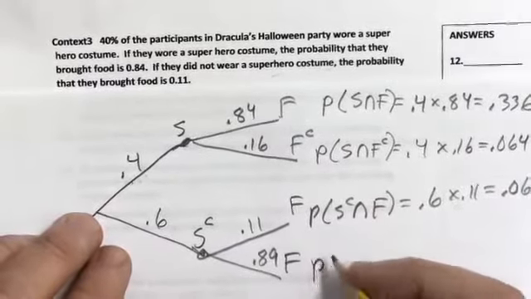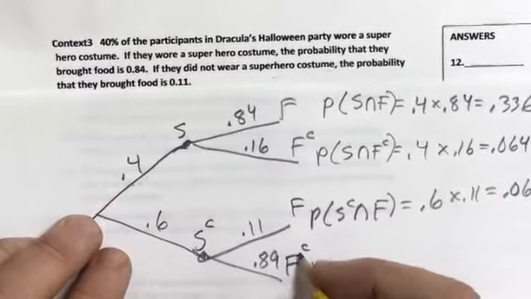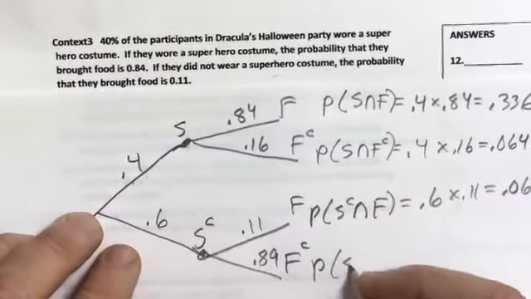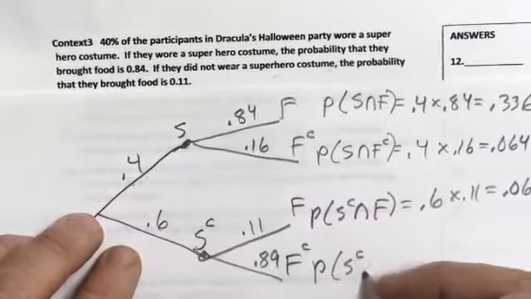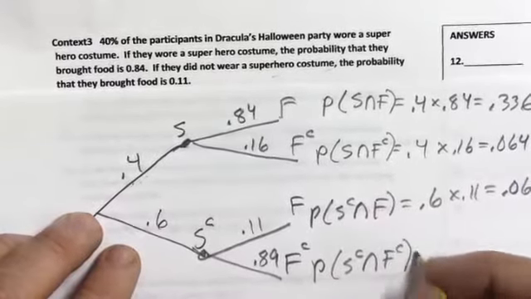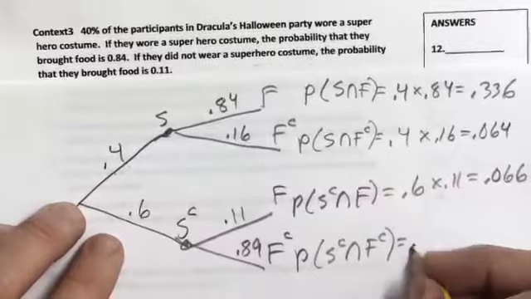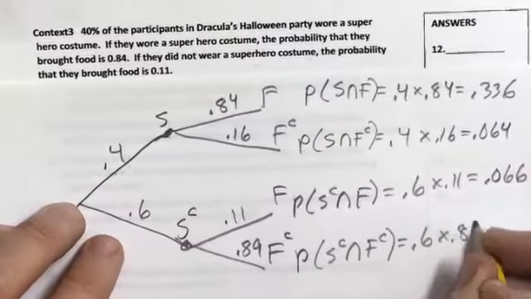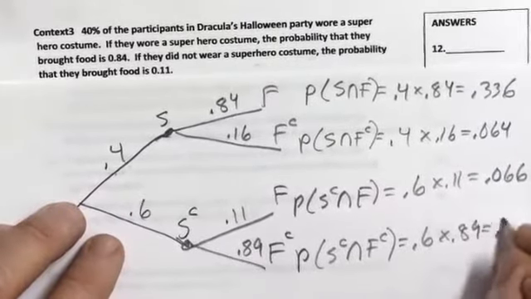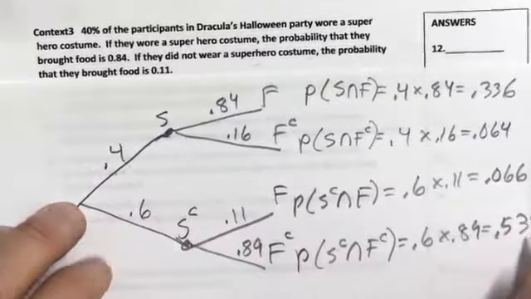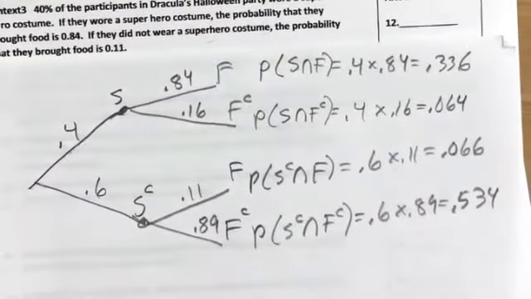And then lastly, this should be complement, by the way, sorry. So lastly, they did not wear a superhero costume, and they did not bring food. And so that would be 0.6 times 0.89, and that is equal to 0.534. So more than half of the people did not wear a superhero costume, and they did not bring food.